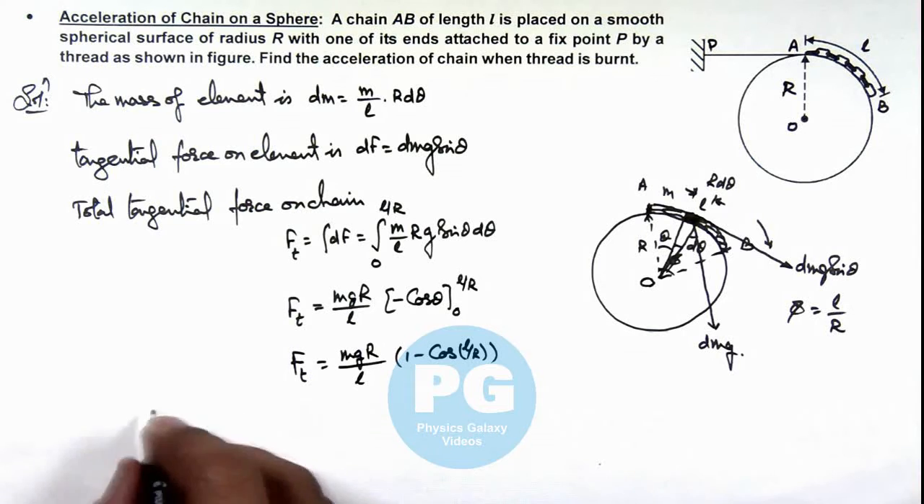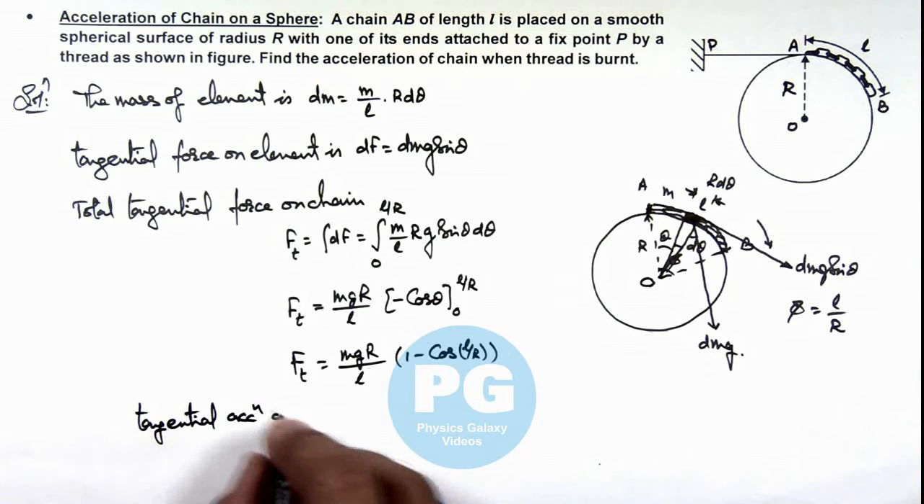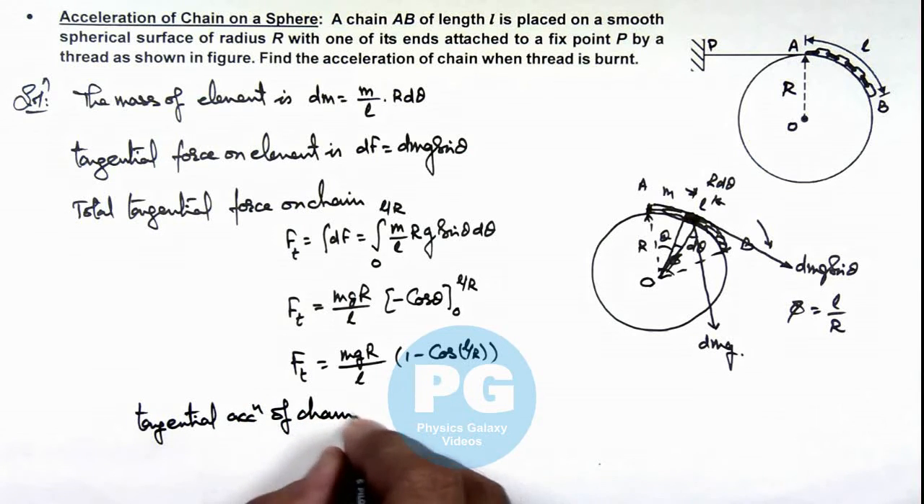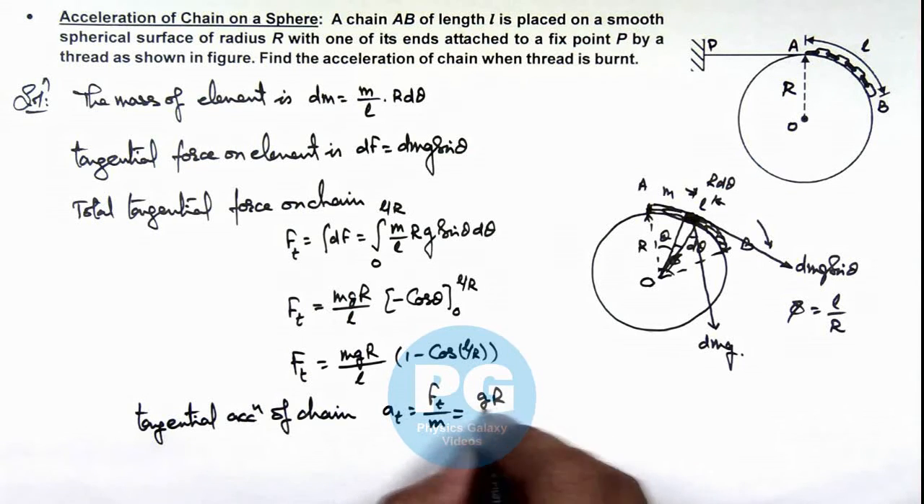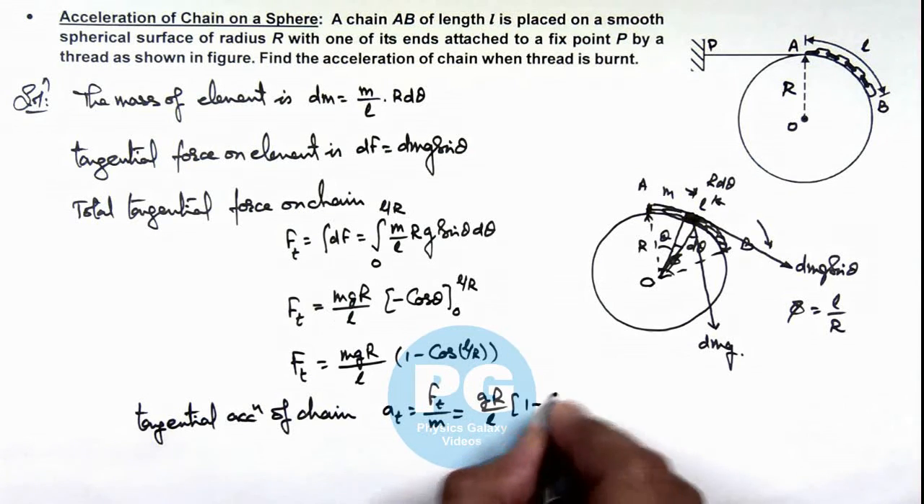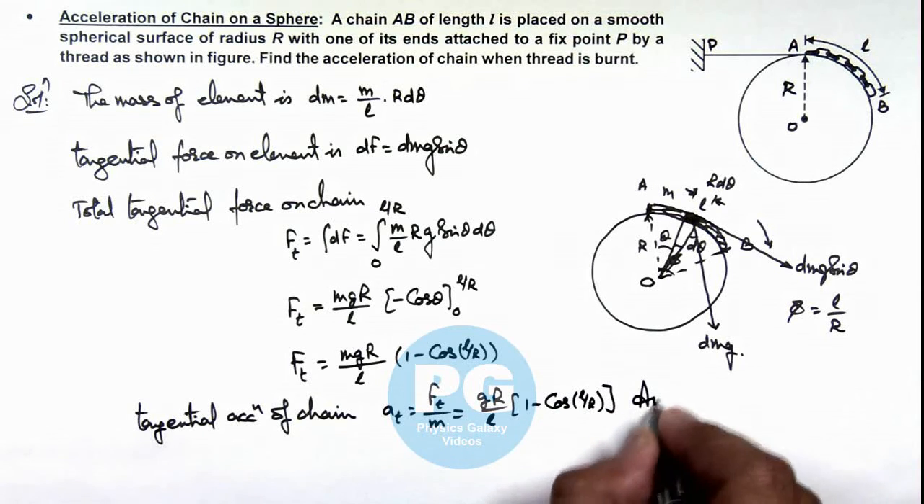So in this situation, we can directly calculate the tangential acceleration of the chain, which is given as a tangential, which is the total tangential force upon its mass, which is g r by L, 1 minus cosine of L by r. That will be the final result of this problem.